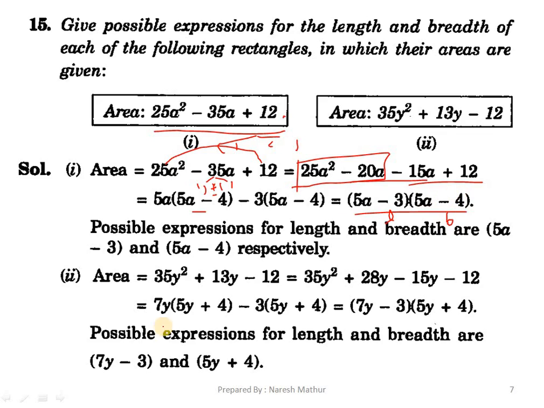Alright, similarly in the next one, 35y square plus 13y minus 12. So we are just separating it as 28 minus 15. Just take 7y common from the first pair and minus 3 from the second pair, so that we can get the two desired factors. Alright, it's quite simple.